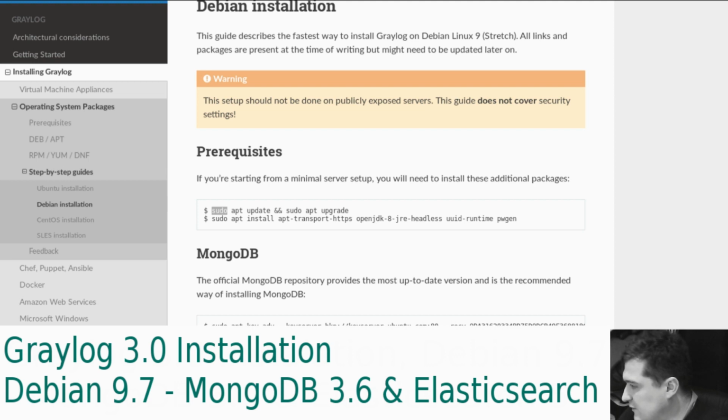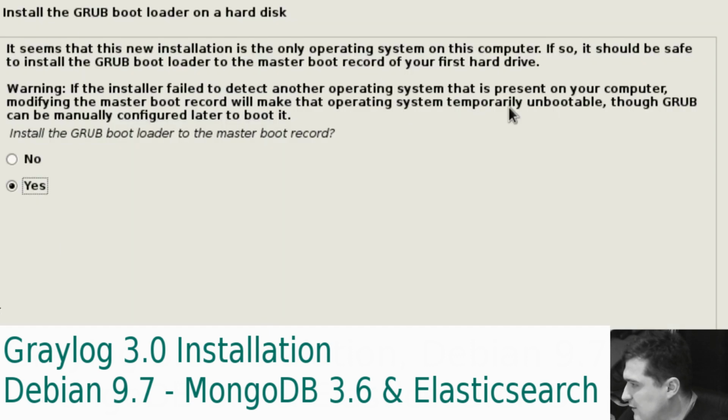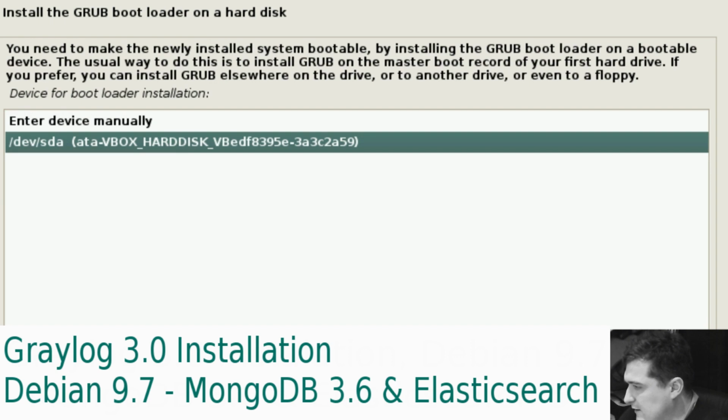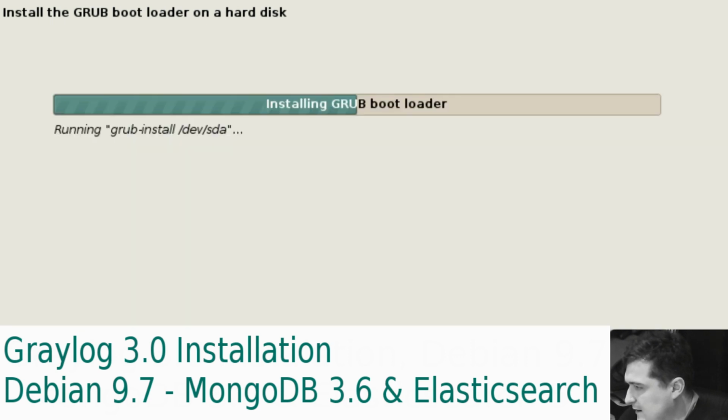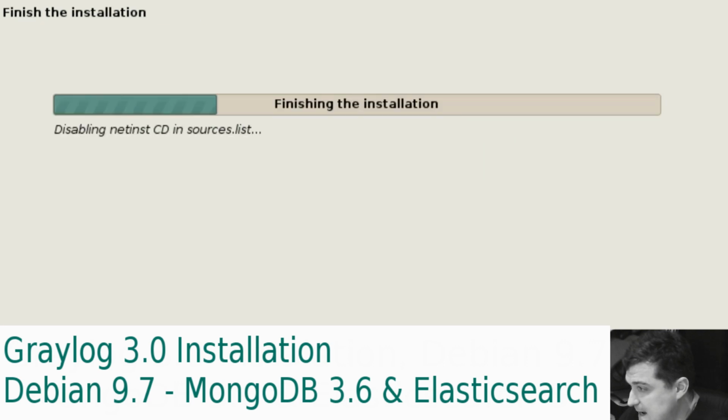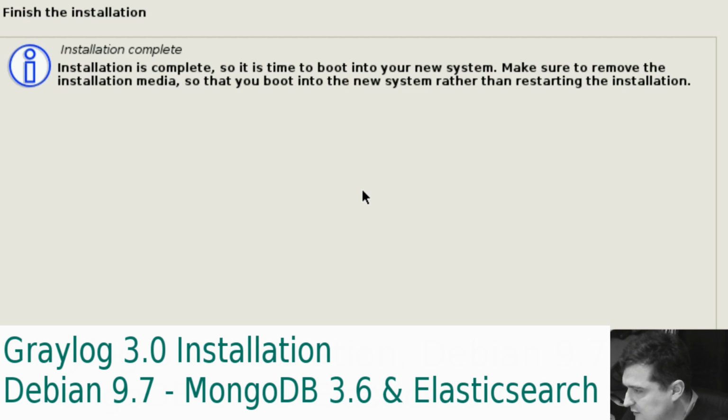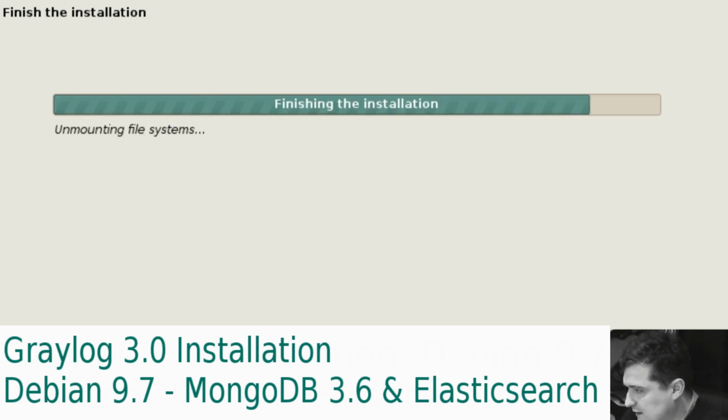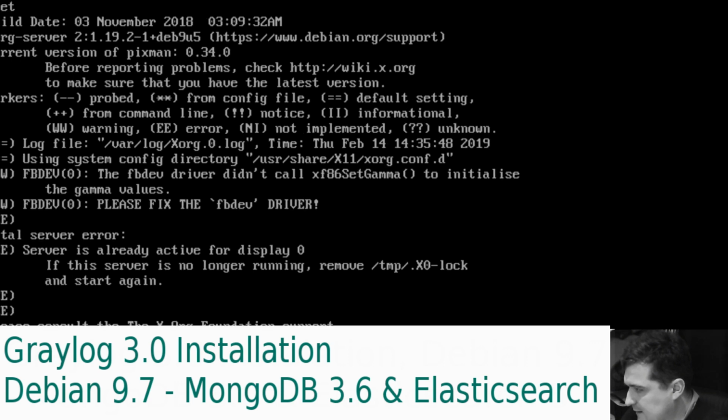Right, we're almost done with our virtual machine. We're at this stage, so yes, we'll take the grub bootloader on the master boot record. There's my hard disk. Installing the grub bootloader, and we should be able to reboot and get, yep, finishing the installation. So we should be able to reboot and get in here in a second. And what I'll do is because I installed the SSH server into the machine, right, installation is complete, and remove the installation media. Don't worry about that.